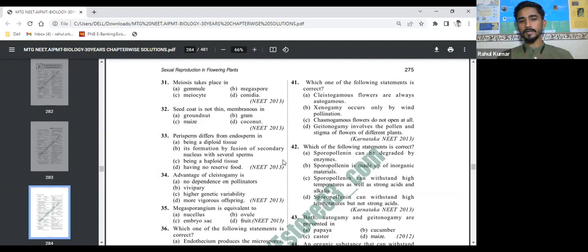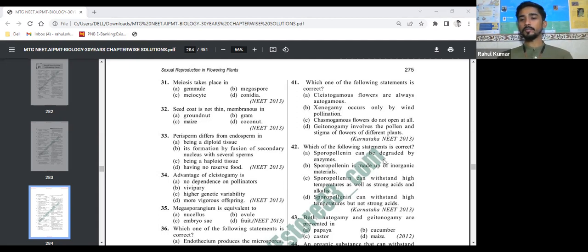Okay, now the correct answer is option C. Remember I told you sporopollenin is a very hard substance. It is an inert biopolymer. Remember, Nora and Aisha? It is an inert biopolymer, and if it is inert, it does not react with anything.